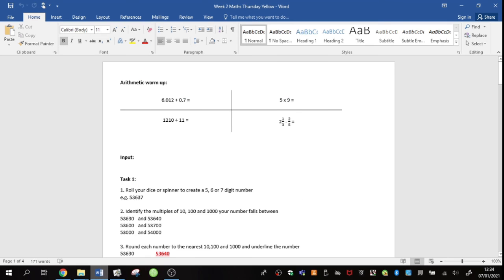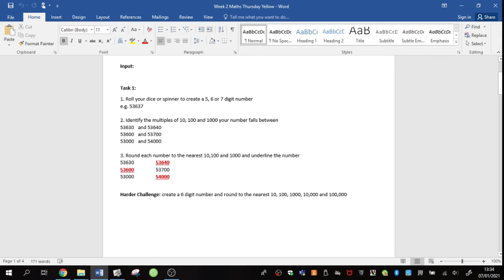Your task now is to roll a dice if you have one, or spin if you have one, or if you want someone at home to create a number for you, that would work as well. So you're going to create, it's up to you, a 5, a 6 or 7 digit number. It can include zeros at any point as well. You're going to identify the multiples of 10, 100 and 1000 your number falls between, just like I have here. On here I was unable to draw a number line, but I would expect a number line and your original number in the middle, just like I showed you. And then for each of them, you're going to round it to its nearest 10, 100 and 1,000 using your number line. Okay, it says underline, don't mind if you circle.